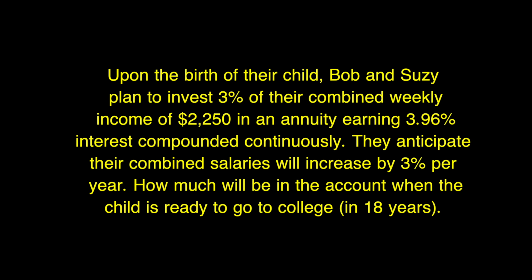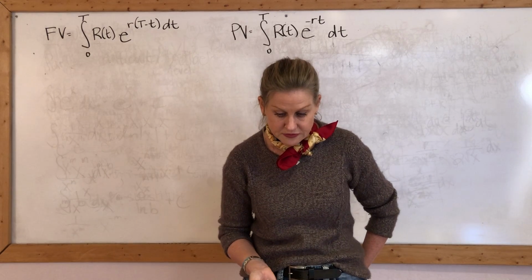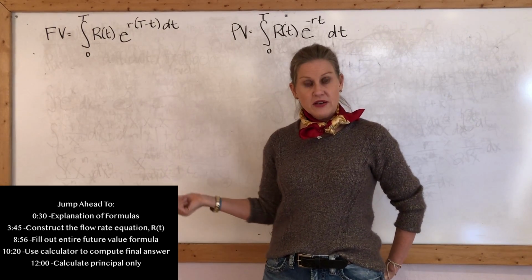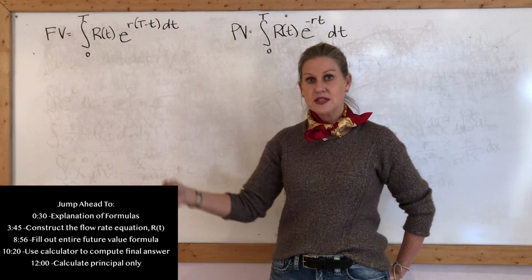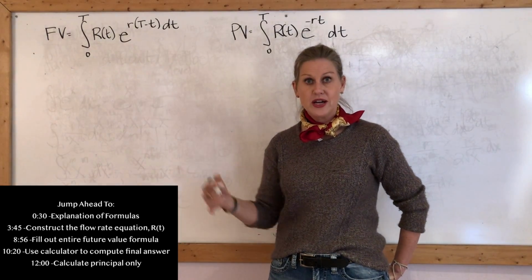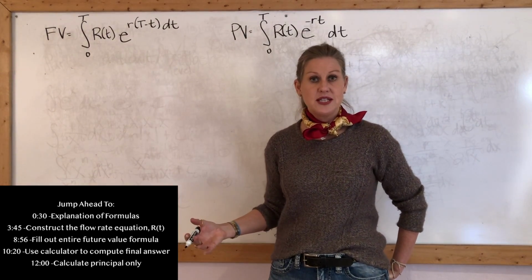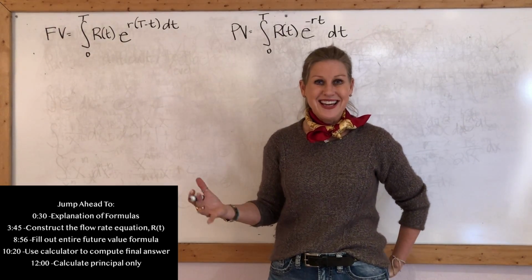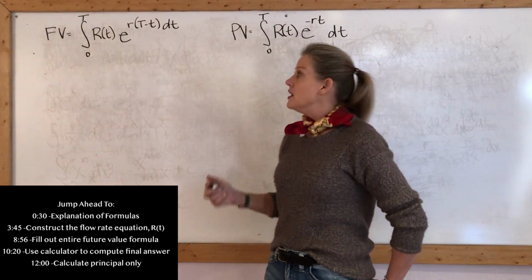And we want to know how much is going to be in the account for the child to go to college after 18 years. This is a future value problem because we're going to wait 18 years. We're going to continuously put money into the account over 18 years. And then when the child is 18 years, they're going to go to the bank and say how much is in there. Ta-da, yay, great, let's go to college.